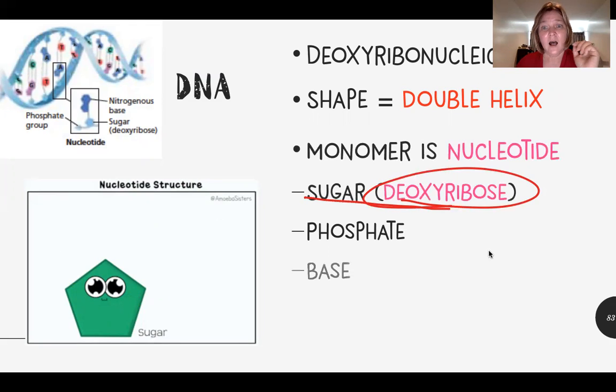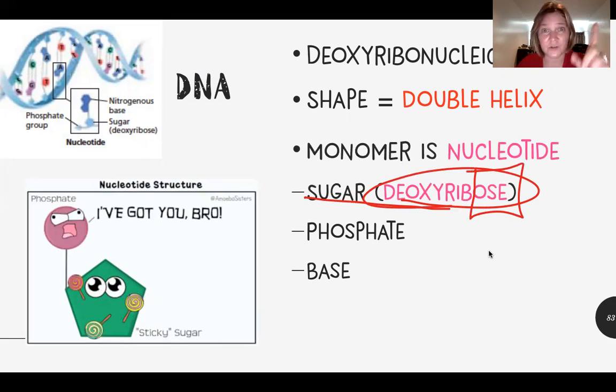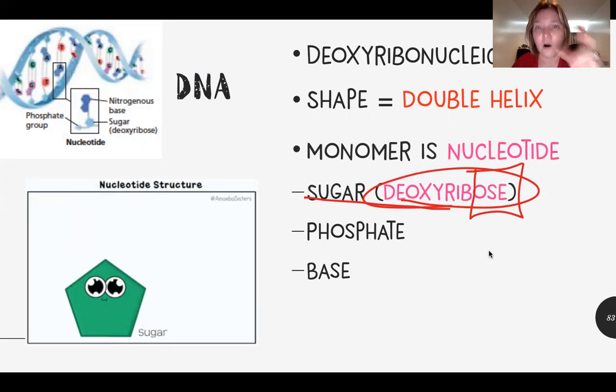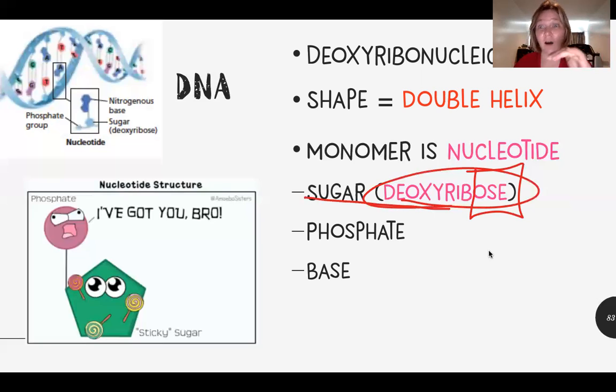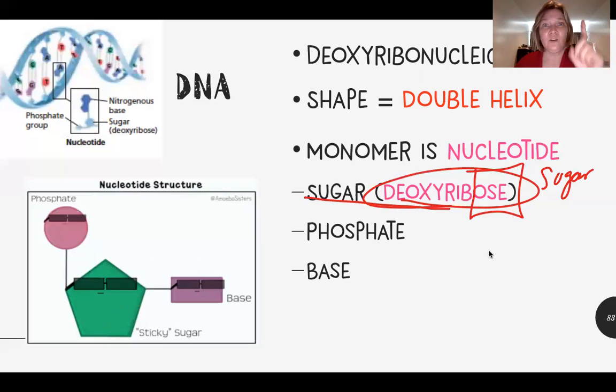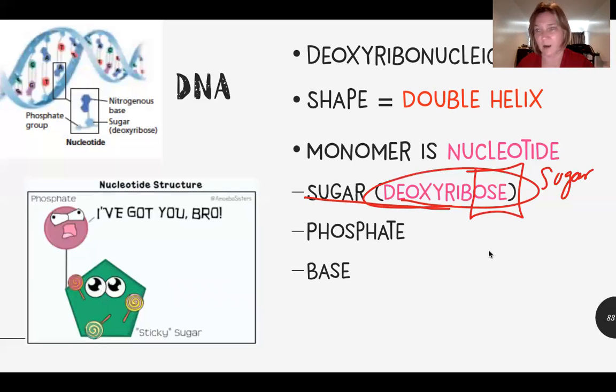With the vocab, again, the suffix ose, if you think back to the first video on carbohydrates, I talked about glucose, fructose, galactose. Ose means sugar. Also maltose, sucrose, all of them. So ose means sugar. So we look at the full name of DNA, deoxyribonucleic acid, and the sugar is deoxyribose.